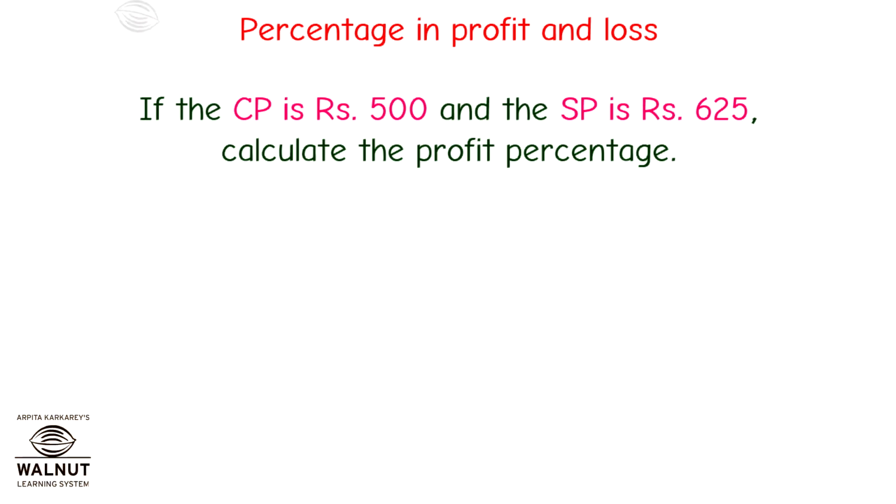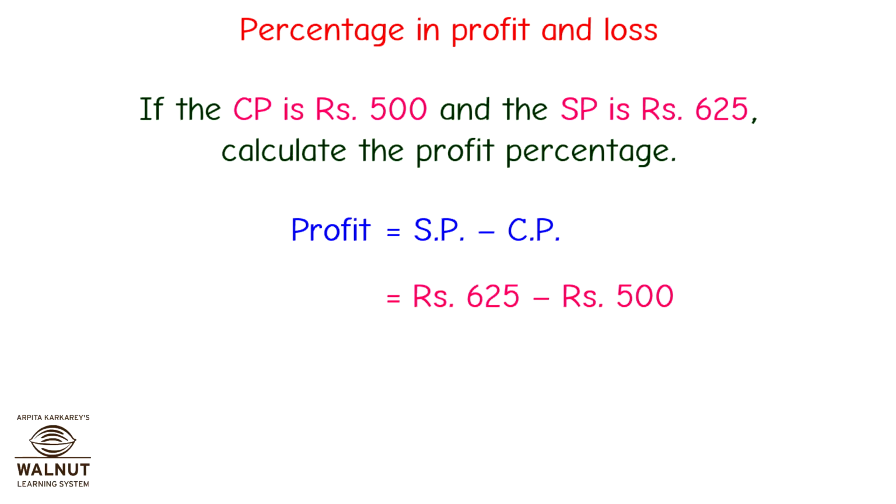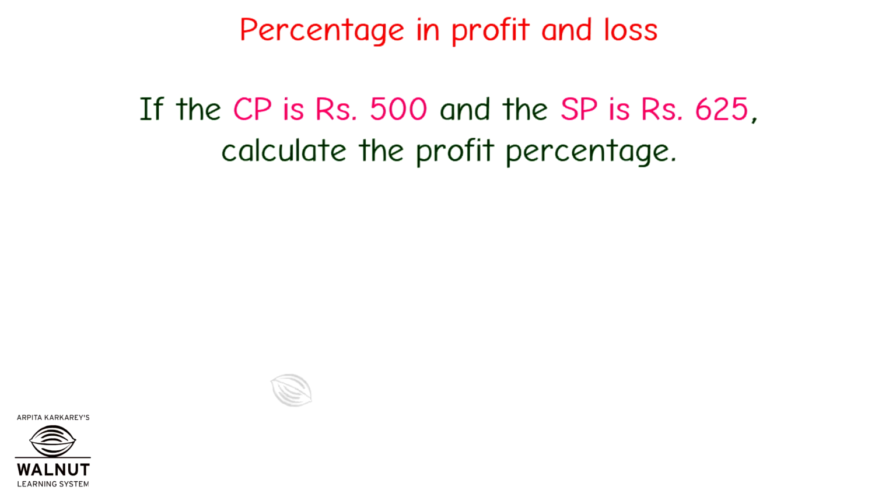So, let's find out the profit. Write the formula first. Profit is equal to selling price minus cost price. Substitute the values and we get rupees 625 minus 500. That is rupees 125. So, the profit is equal to rupees 125.